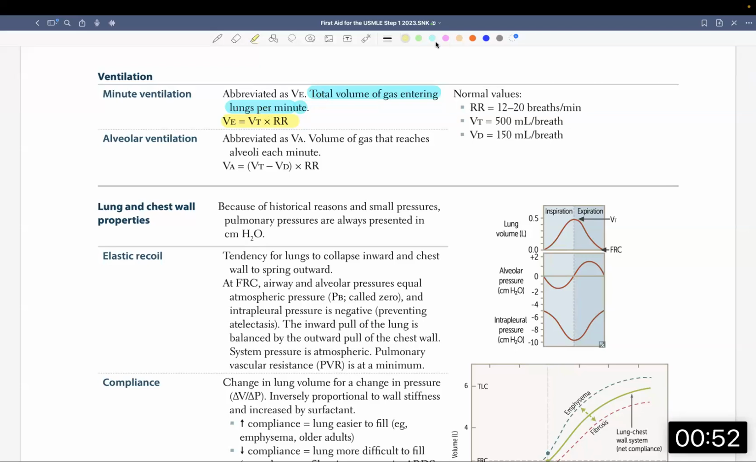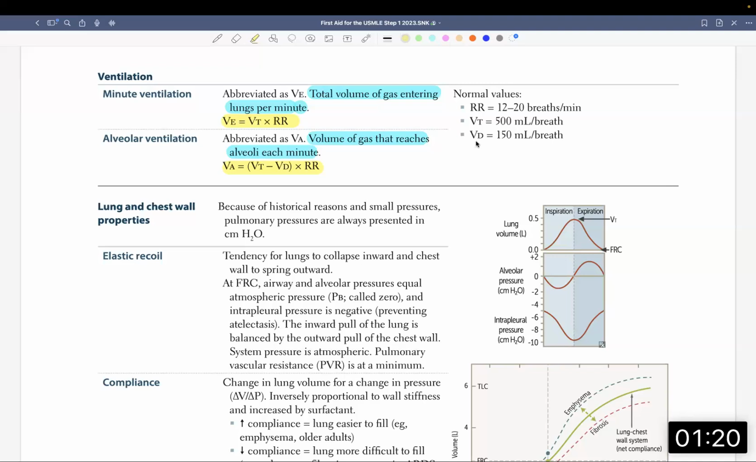The volume of gas that reaches the alveoli. This is what is entering, and this is what is reaching the alveoli. So the volume of gas that reaches the alveoli in each minute: VA equals VT, what came in, the tidal volume, minus the dead space, into the respiratory rate. That's what's reaching the alveoli. Tidal volume which came in minus the dead space, multiplied by RR.